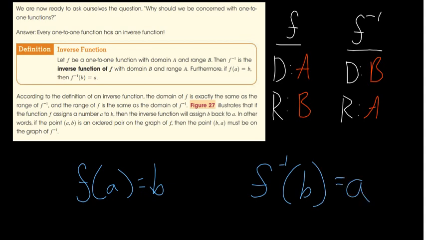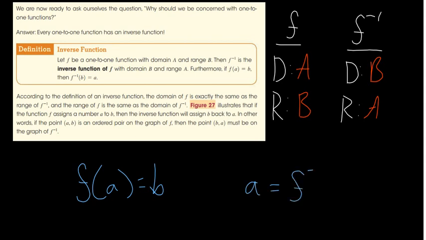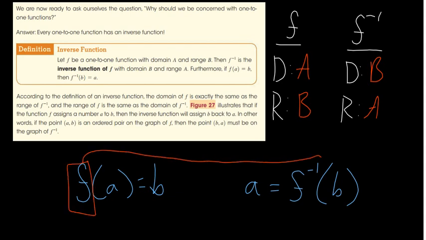Basically what I'm going to do is move the f from the left side to the right side, and then put that little negative exponent on there. And that's it, right? That's how the inverse function behaves. If I plug A into f and I get B, then for the inverse function, if I plug in B, I'll get A. Right?